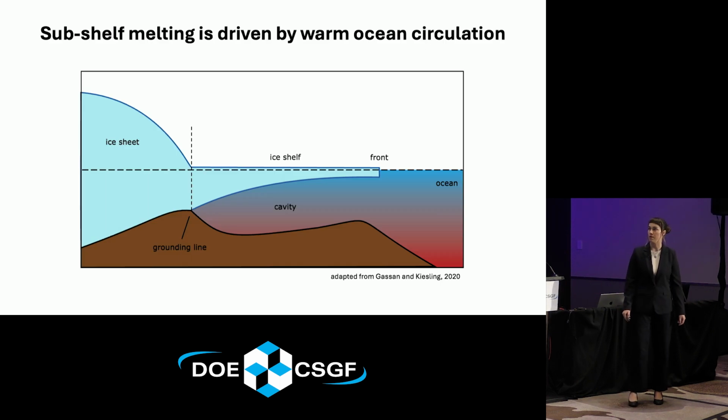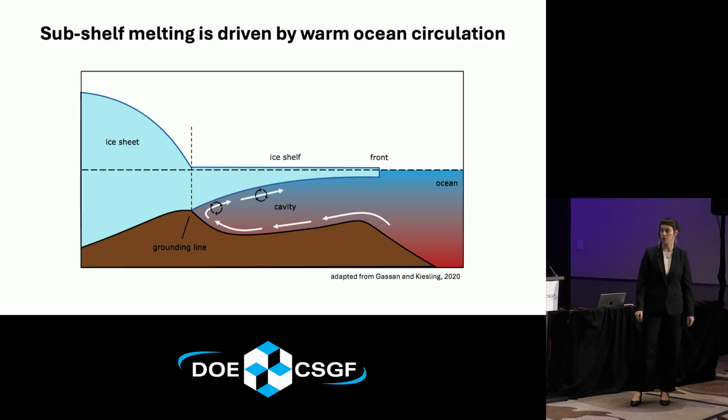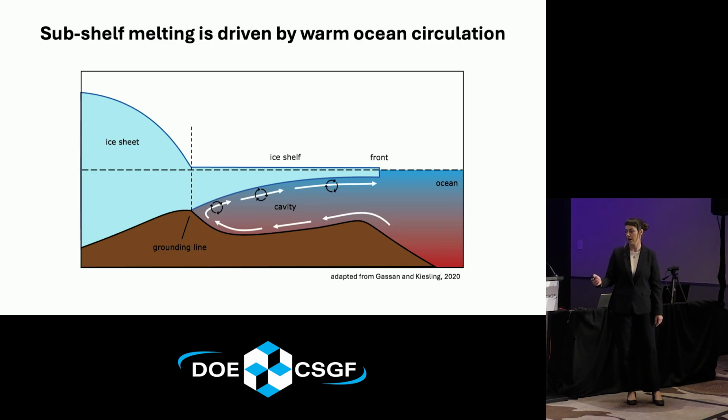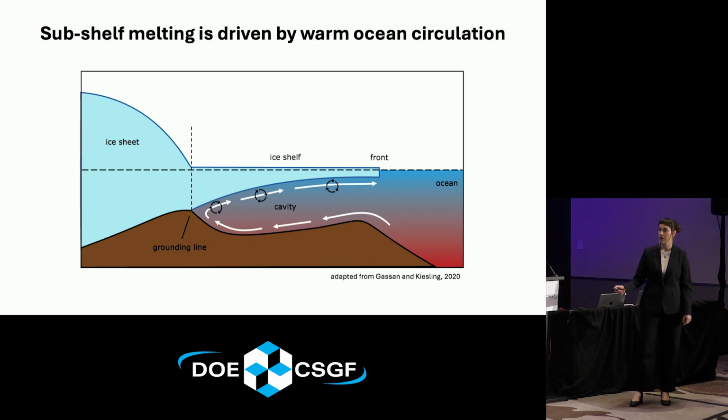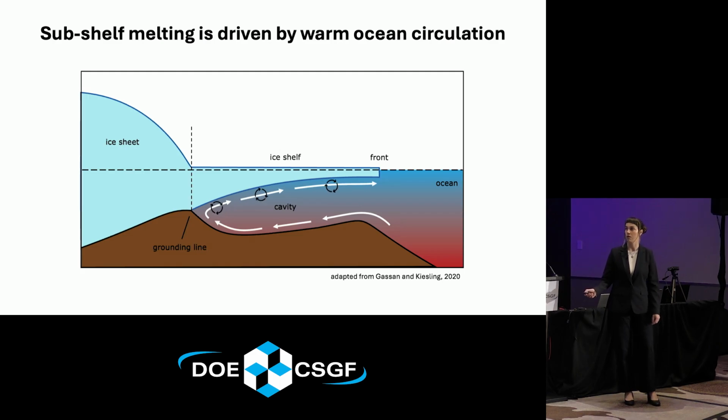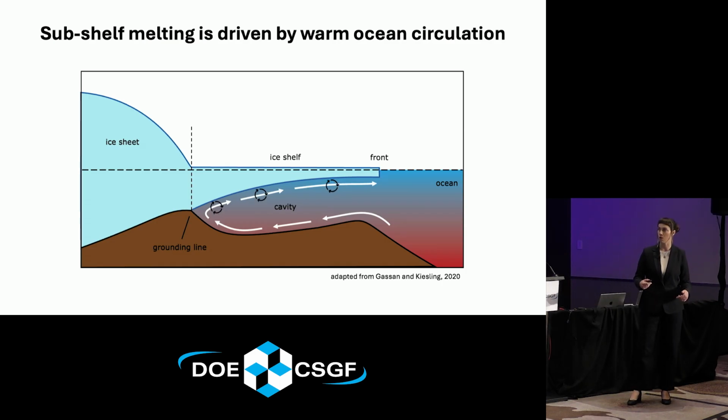And so what happens is this warm ocean water called the circumpolar deep water current will come in towards the grounding line, which is the point where the ice becomes floating, and it will melt the ice, generating fresh, cold water that will generate a rising turbulent plume that further entrains warmer water and melts the underside of this ice shelf.